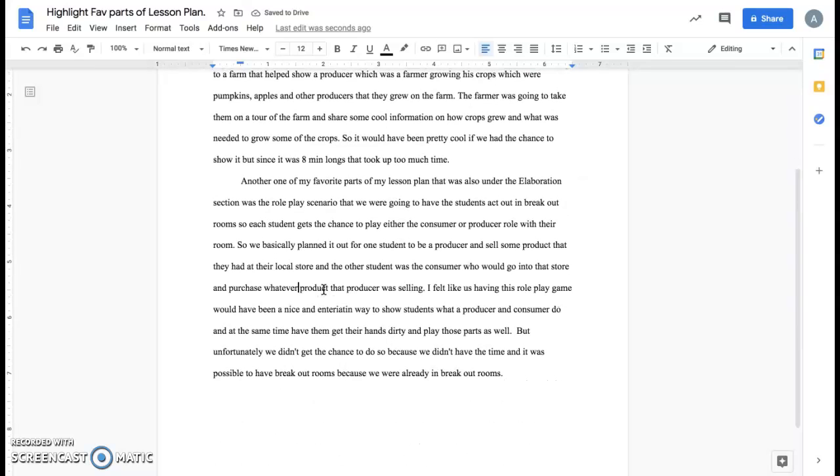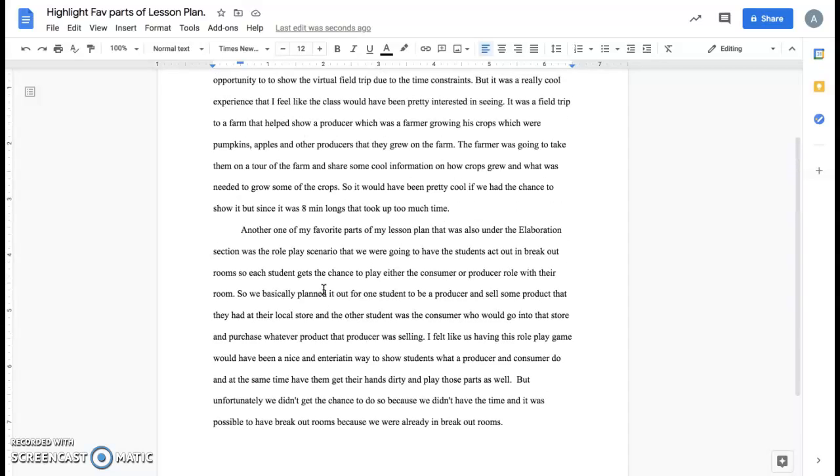So again, I wish I could have incorporated both of them in it, but it didn't play out due to technical difficulties and time constraints in the class, because we couldn't incorporate breakout rooms because we were already in breakout rooms.